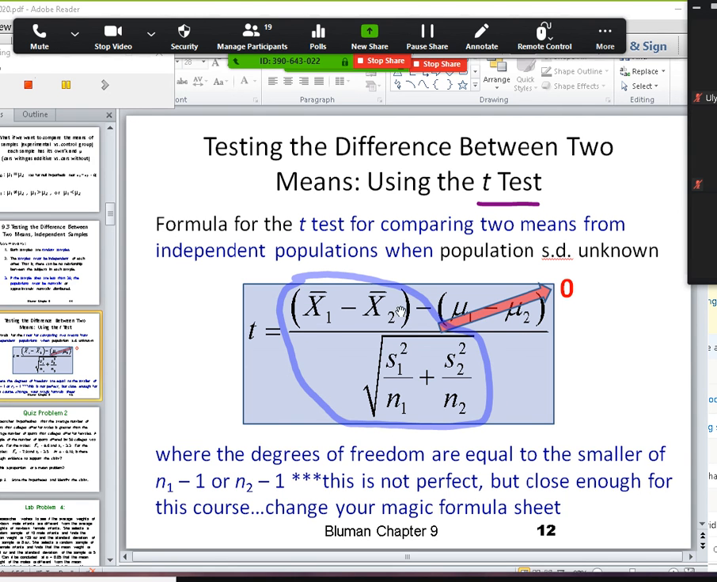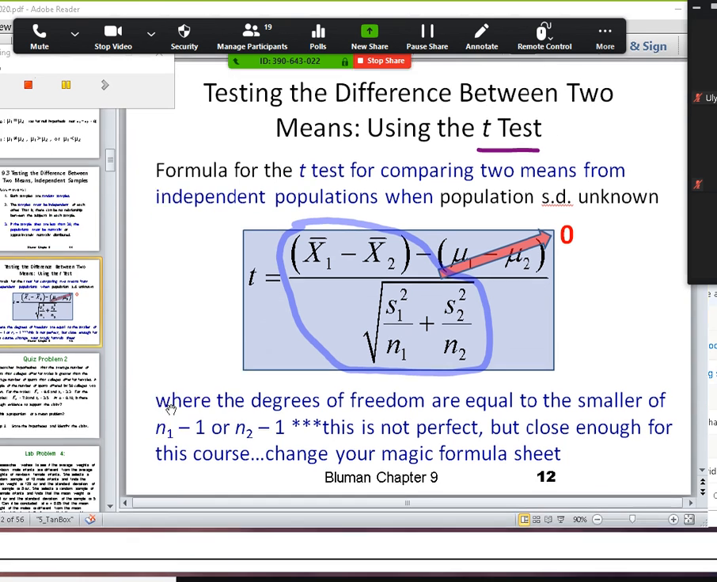Here is your test stat for step 3. It's this right here: X bar 1 minus X bar 2 over the square root of S1 squared over N1 plus S2 squared over N2. And degrees of freedom is equal to the smaller n. Whichever n is smaller, you have 2 n's here. Take the smaller one and subtract 1. That's your degrees of freedom. It's not perfect, but it's close enough for what we're doing.